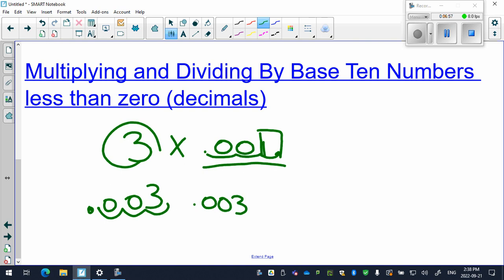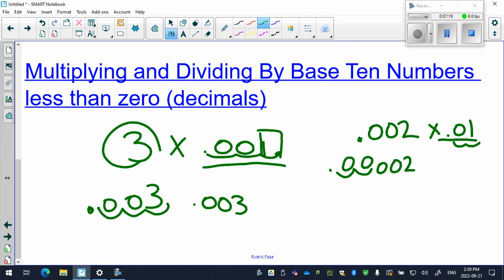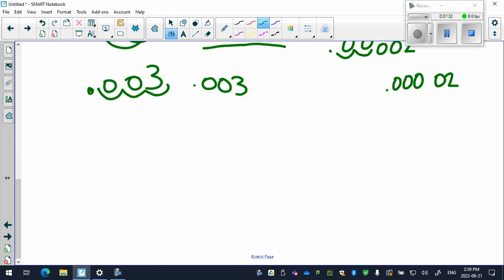If you multiplied a decimal number, let's go 0.02 times decimal 0.01. Again, when we did it before, it would get bigger. Now it's going to get smaller by 2 units. So we're going to take this decimal 0.02 and make it smaller by 2 place value units. So our decimal number, if we were using the spaces to show us, would look like that.